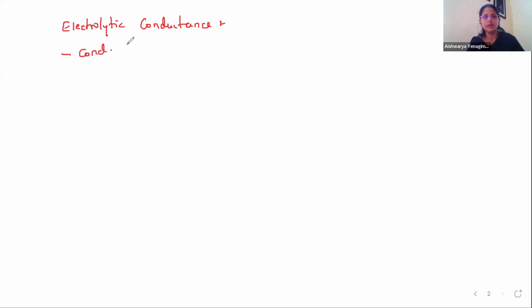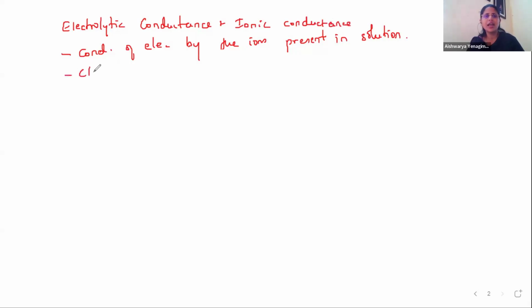Conductance of electricity by the ions present in the electrolyte, or present in the solution, because only in solution they are dissociated into ions. So conductance of electricity by the ions present in the solution is called electrolytic conduction, or you can call it ionic conduction. Because who are the charge carriers here? Unlike metallic conductors, where valence electrons were the charge carriers, in electrolytic conductance, ions are the charge carriers.